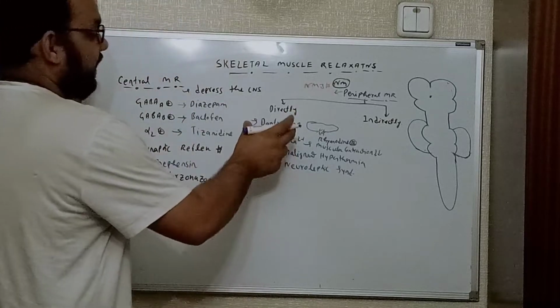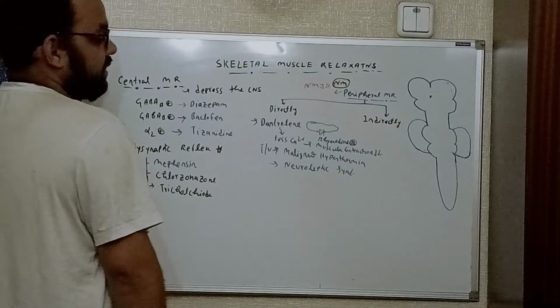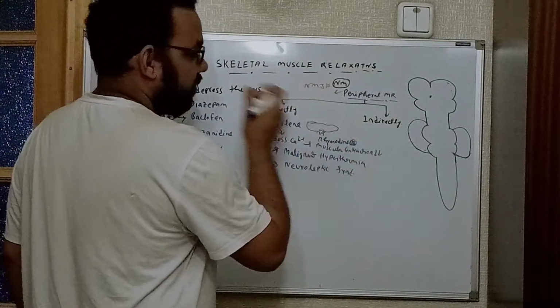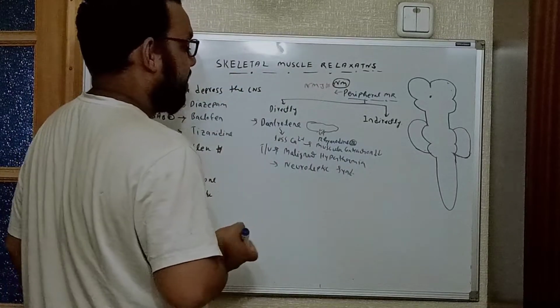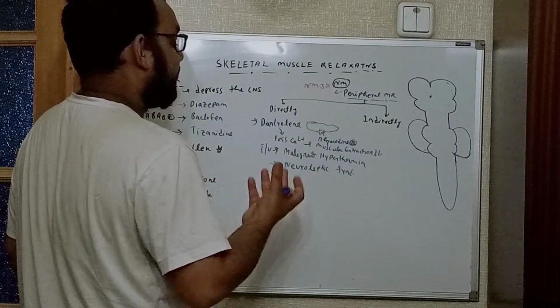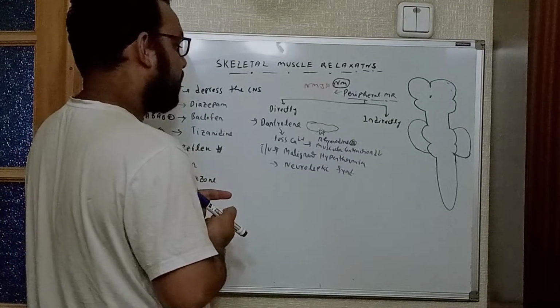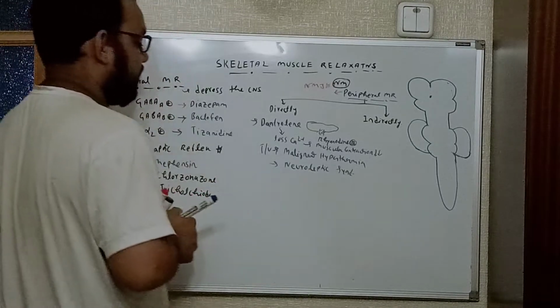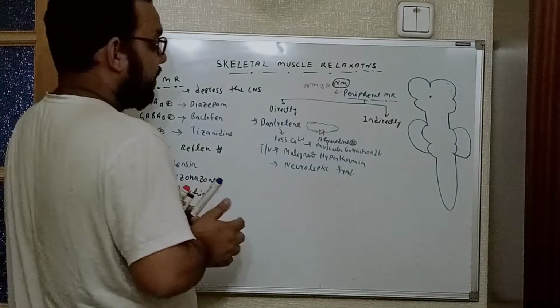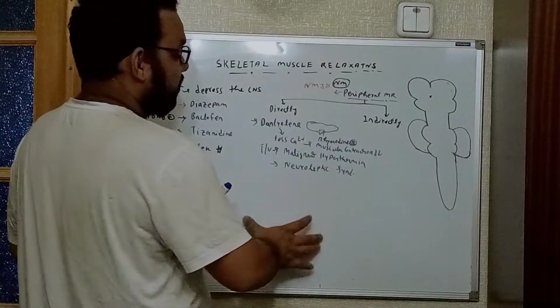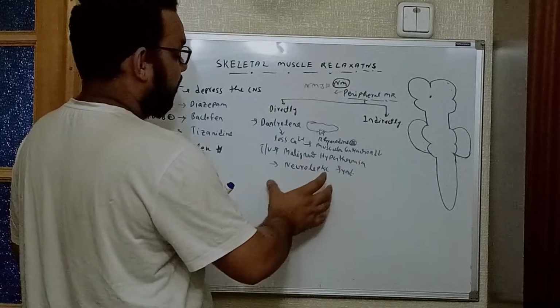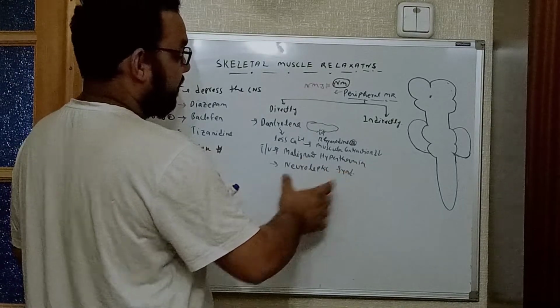So the directly acting drug that we are getting is dantrolene, and we have seen how it works: it will just block the ryanodine receptors. So less calcium will be available for muscular contractions. In a word, there will be no or very little muscular contraction. Other therapeutic uses are malignant hyperthermia and neuroleptic syndrome.